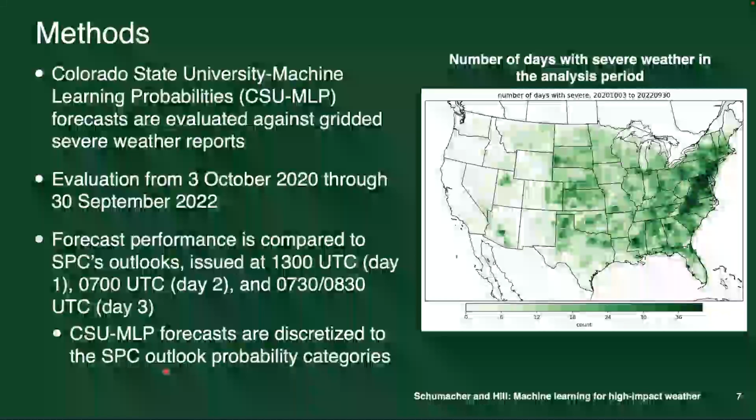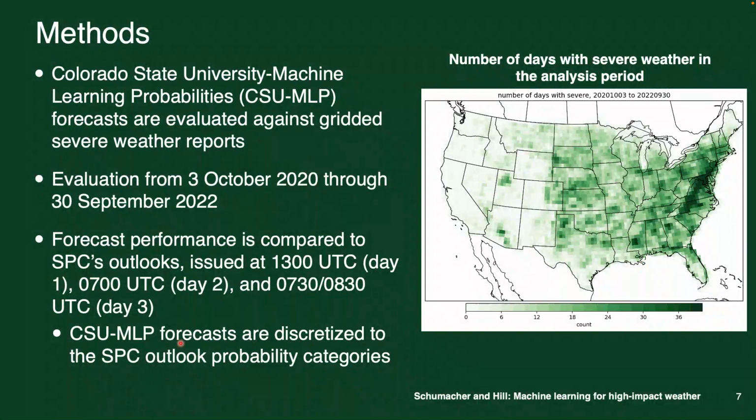And when we do that direct comparison, we'll discretize our forecasts, which are continuous. There are no discrete categories, but obviously in the operational outlooks, there are discrete categories, 5, 10, 15, et cetera. So we make it apples to apples as much as we can.